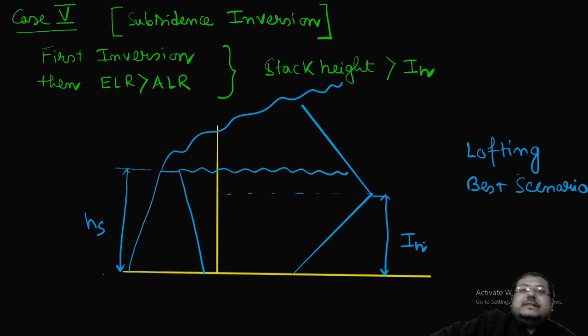In case 5, that is a subsidence inversion, two conditions will be there. One is subsidence inversion, and then stack height is more than the inversion height. If that, then nothing will come down, because at the above level first there is inversion, then your ELR greater than ALR. So the gas will take only the ELR super adiabatic condition, and if anything wants to come down, it will get a lid of inversion. So nothing will come down, everything will go up. It is lofting, it is the best scenario.